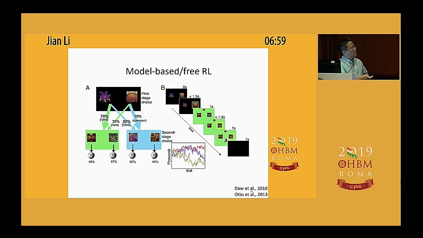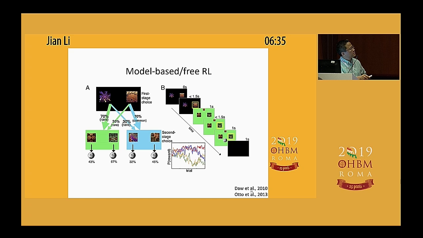Lastly, I'm going to talk about the now very popular ideas of model-based and model-free reinforcement learning. This idea actually is rather straightforward. It all comes from an original paper in 2010 by Nathaniel Daw. It captures this intuition. So, for example, this is a two-stage decision-making or learning problem.